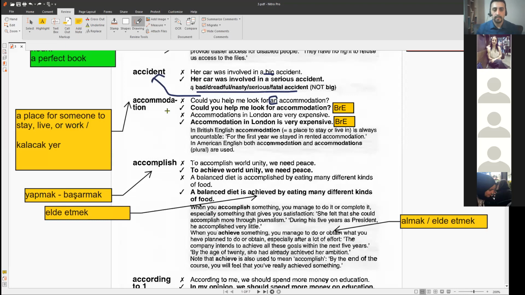Recep, or someone else who is ready for reading? Can I? Yes, please, Betül. In British English, accommodation, a place to stay or live in, is always uncountable. For the first year, we stayed in rented accommodation. In American English, both accommodation and accommodations, plural, are used. Yes. Accommodation and accommodations in American English, it's okay. But in British English, it's not okay. And this is the difference between American English and British English.